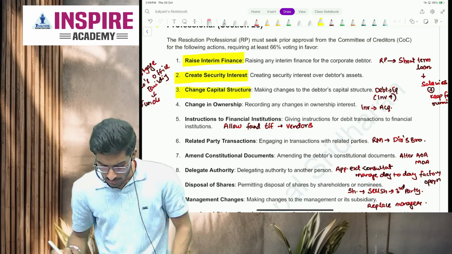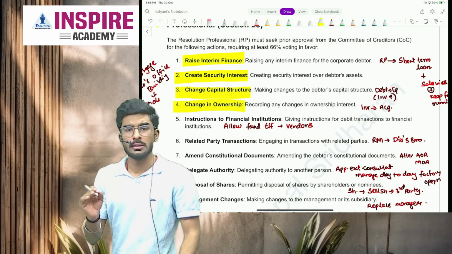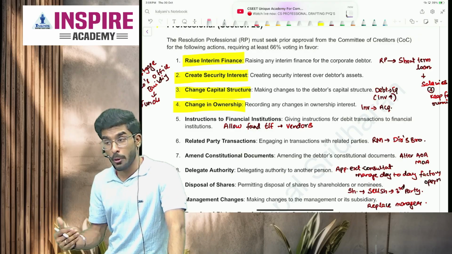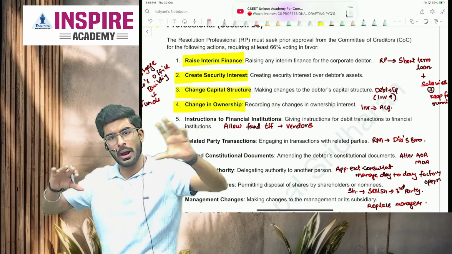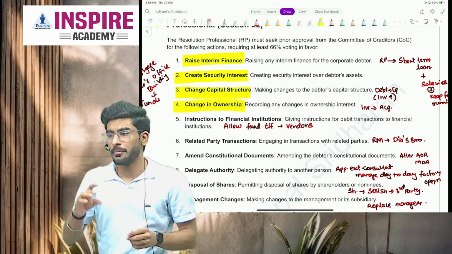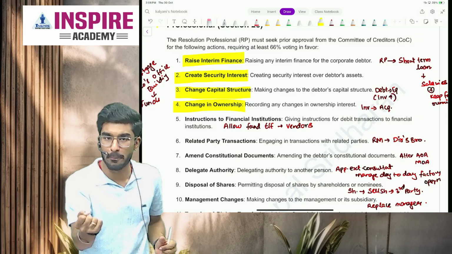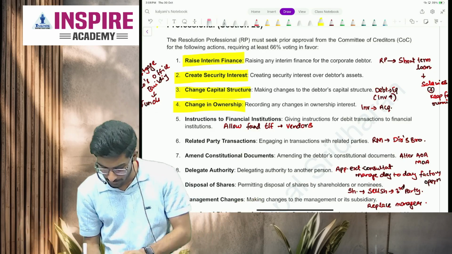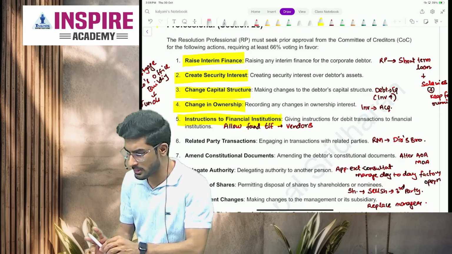Okay. Number 4 is change in the ownership. If 30%, 40%, 50% shares are proposed to be acquired by another company, like Piramal Group acquired 100%. If only 40%, 30%, 60% or some acquisition needs to happen, it will require COC's approval, obviously. Next is instructions to financial institutions.